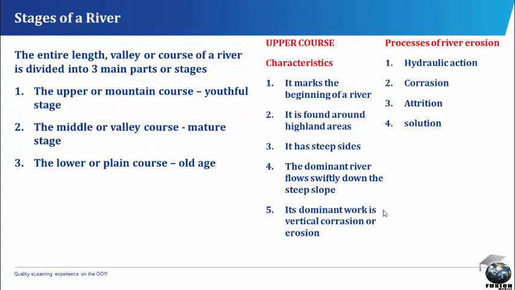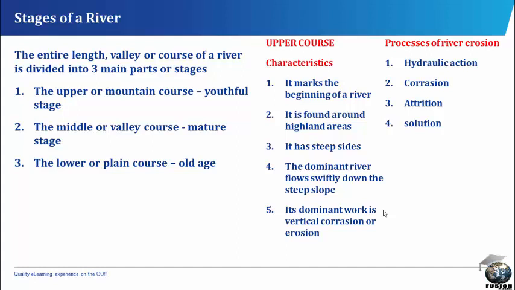For the processes of river erosion, we have 4 processes. 1. Hydraulic action. 2. Corrosion. 3. Attrition. 4. Solution. The hydraulic action is a process where fast-flowing water forces itself into cracks and cavities within the valley under pressure and enlarges the cracks. Corrosion is the wearing away of the sides and floor of the river valley with the aid of sand, pebbles, silts, and boulders which are being transported.